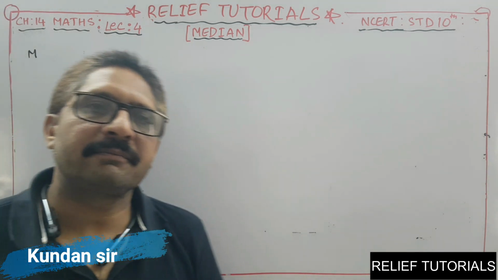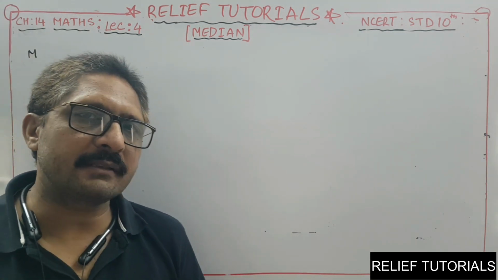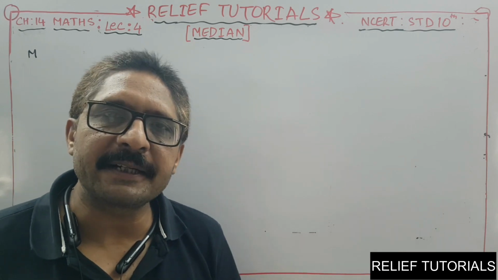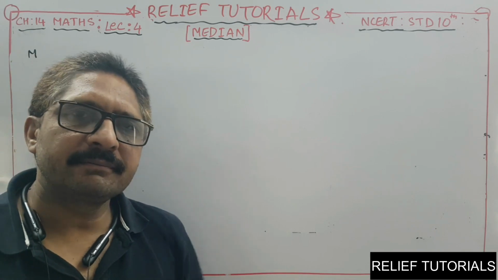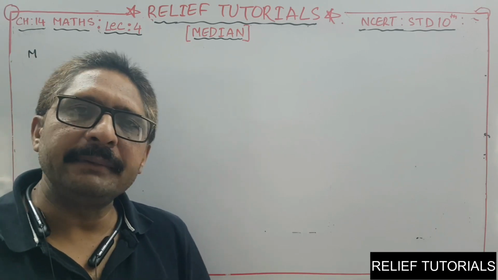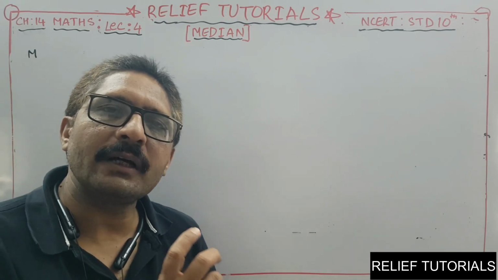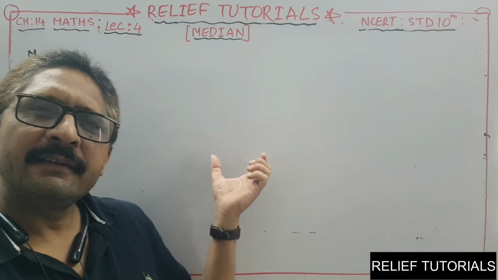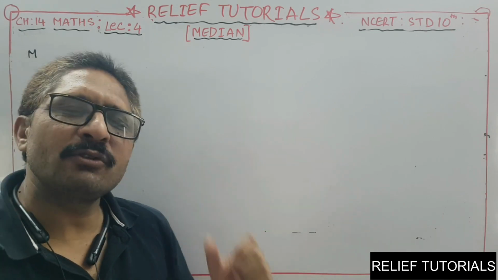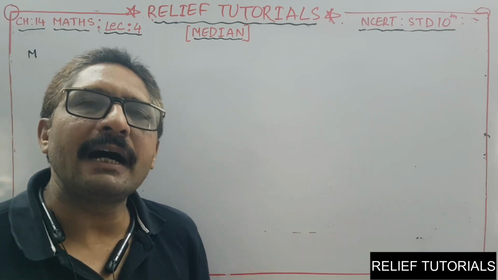Welcome back, friends. Today we are going to discuss the last measure of central tendency, median. What is median? We know literally median is the middlemost observation. Median divides the given observations into two equal halves.